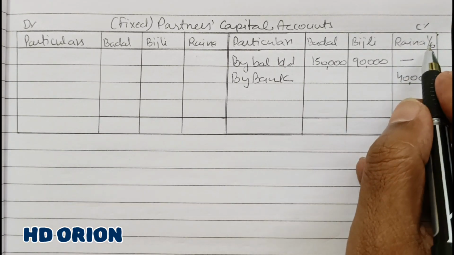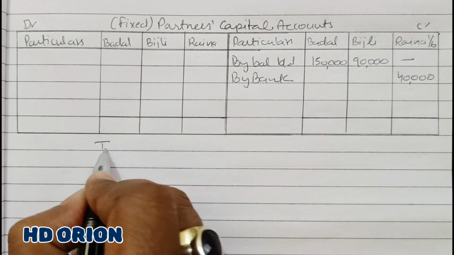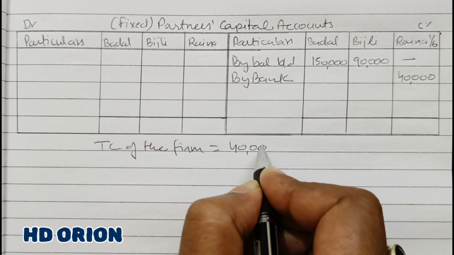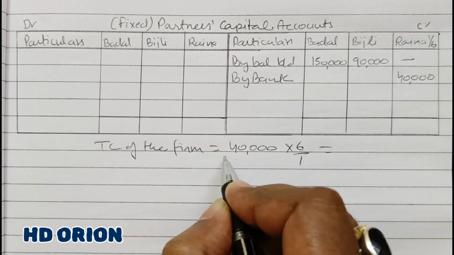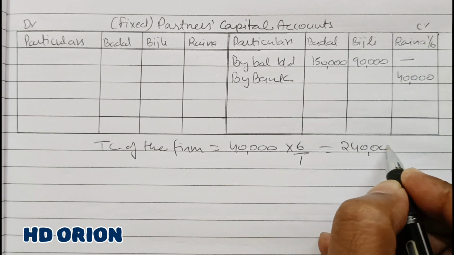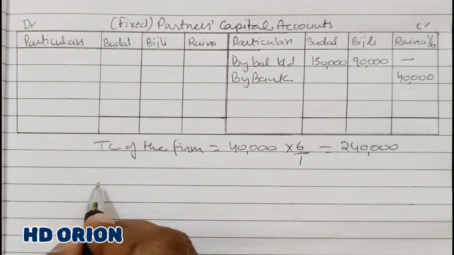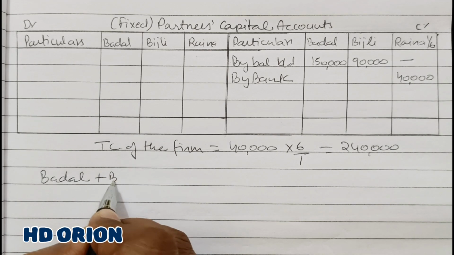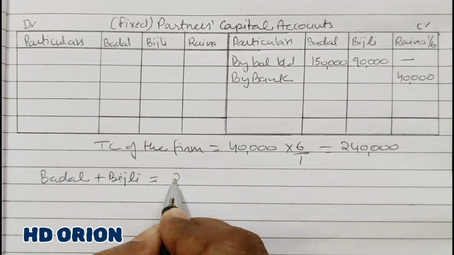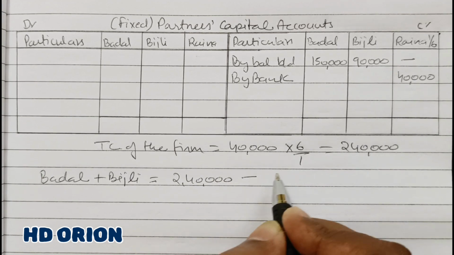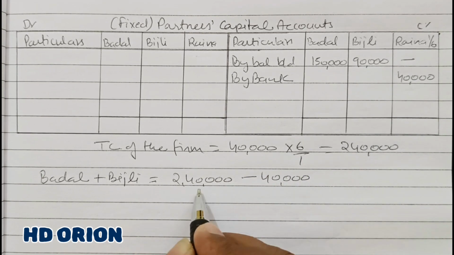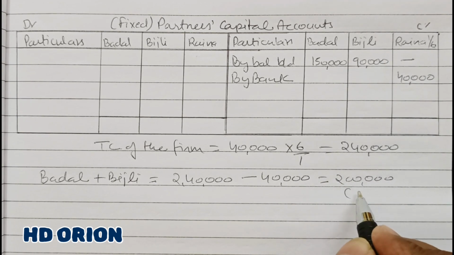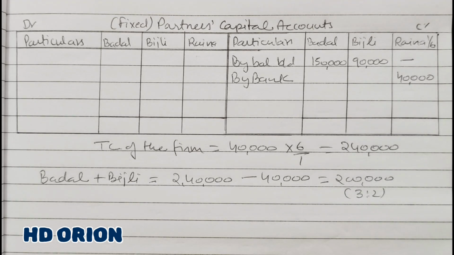So if 1/6 of the total capital is 40,000, total capital of the firm will be equal to Raina's capital into the reciprocal of her portion, which is 40,000 into 6, that is 2,40,000. So this is the total capital of the firm. Now Badal plus Bijli's capital is equal to total capital of the firm minus Raina's capital, that is 40,000. So the remaining capital is Badal and Bijli's, that is 2 lakh. And it is to be divided in the ratio 3:2 as asked in the question.